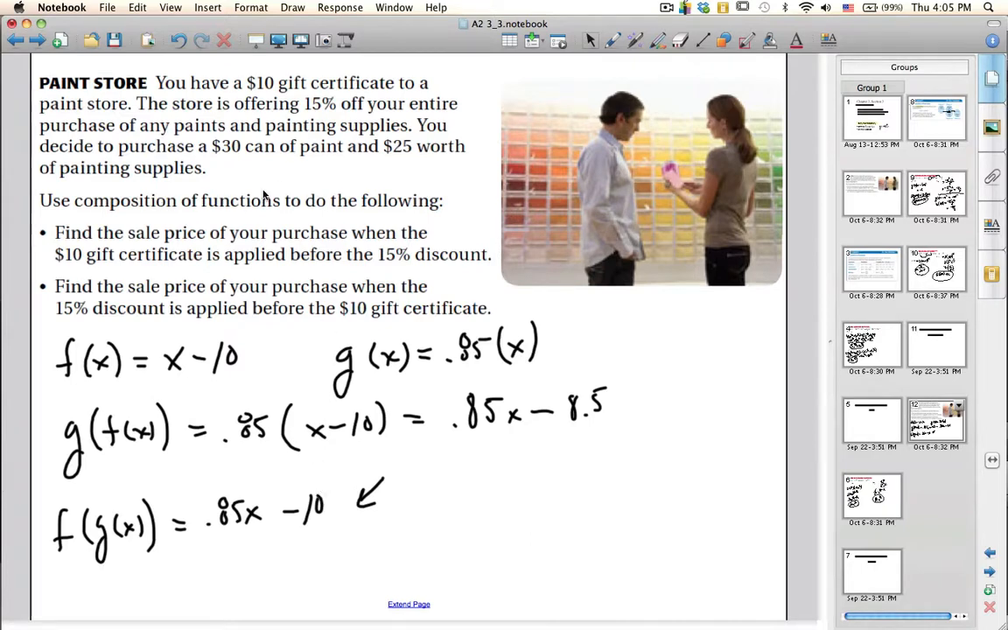If we want to find out what I actually pay, I've got $55 worth of stuff. If I take 55 and I plug it in here, 0.85 times 55 minus 8.5. And we plug it in over here, 0.85 times 55 minus 10. I could go ahead and figure those out, but I'm not going to really bother to pull out a calculator to do this multiplication because you know I'm going to pay $1.50 less for this one than I'm going to pay for that one. Okay, so that's it for 3.3.